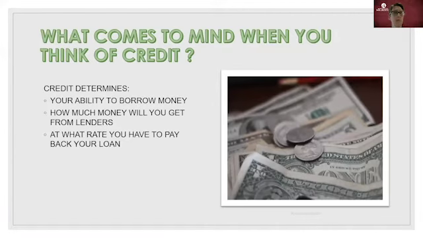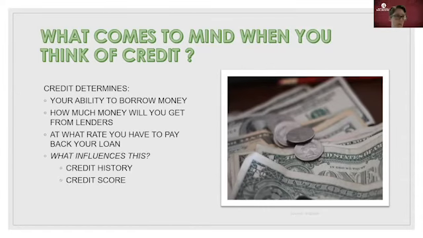So credit determines your ability to borrow money, how much money you can get from a lender, and at what rate you're going to have to pay back your loan. Because when lenders give you money, they're making money off of it. So they're going to charge you interest when they are lending you that money. So what rate are they going to charge you interest, though? That is just going to depend on your credit history. What influences this? Your credit history and your credit score, which are very related to each other.